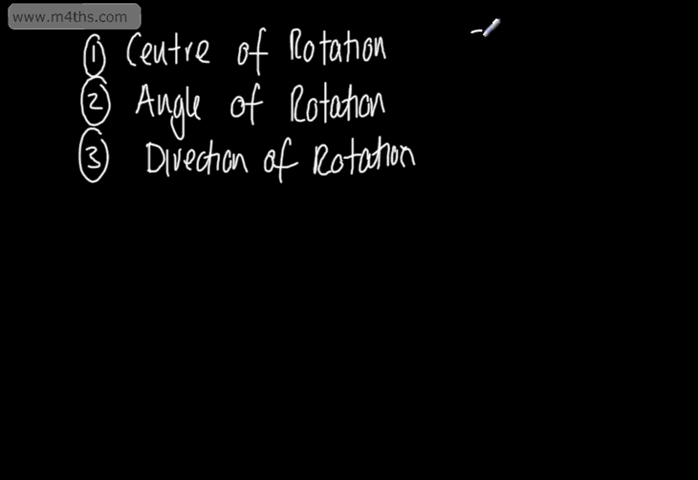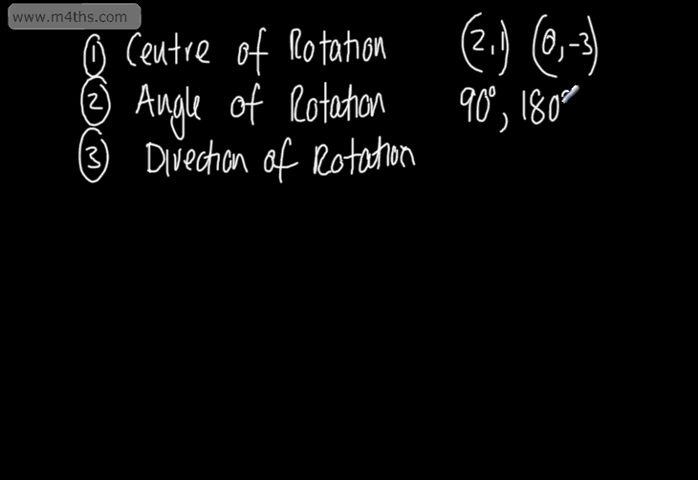So the center might be 2, 1. So x is 2, y is 1. It might be 0, -3. So the x coordinate would be 0, the y coordinate would be -3. The angle of rotation might be 90 degrees. It might be 180 degrees. It might be 270 degrees. 180 degrees anti-clockwise is the same as 180 degrees clockwise. So anti-clockwise and clockwise are the same.